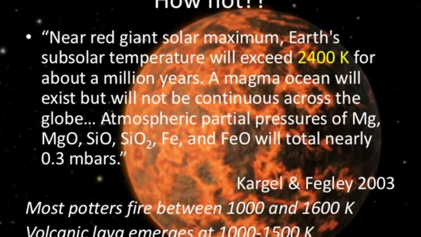How hot will it be when we reach the maximum luminosity? Well, this is a model that suggests it'll be about 2400 K on Earth, and that's enough to produce magma oceans with little floaters in them and an atmosphere that's full of rocky stuff. Not a very pleasant place to be. It's considerably hotter than most potter's kilns or present-day volcanic lava. So that's a hot place indeed. A very melted planet.